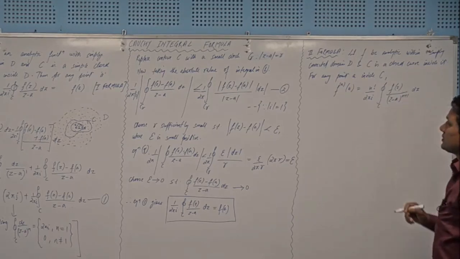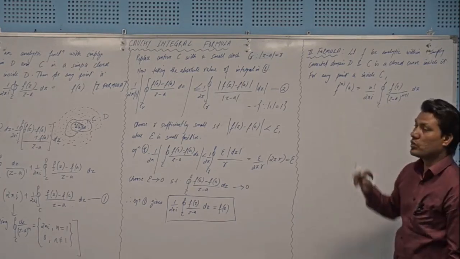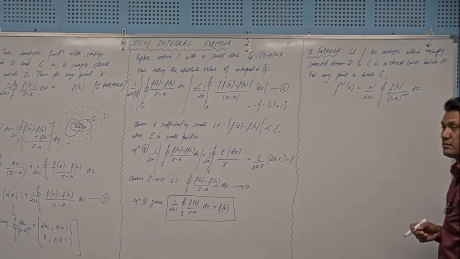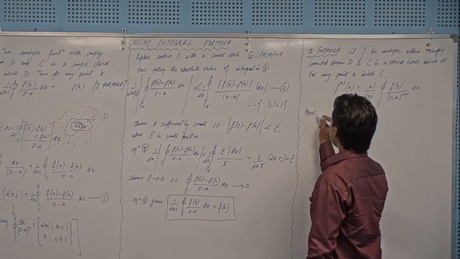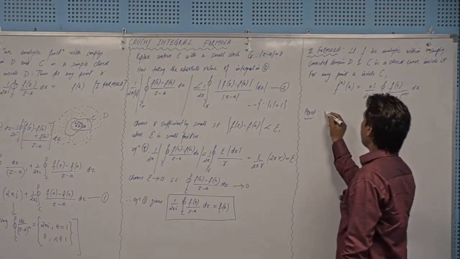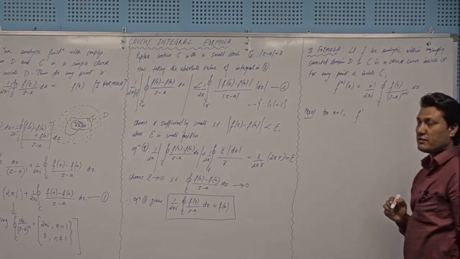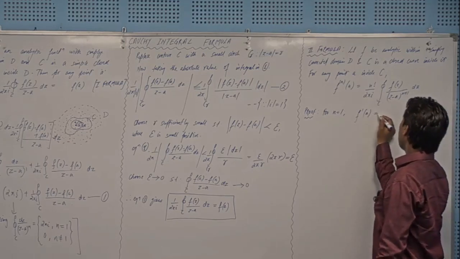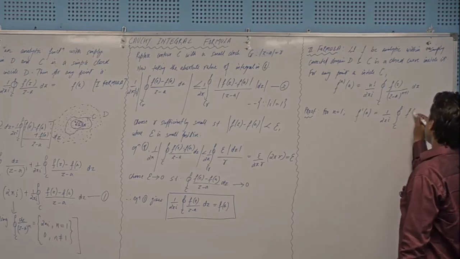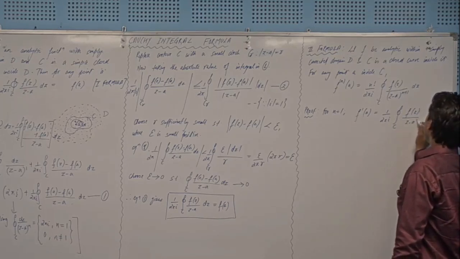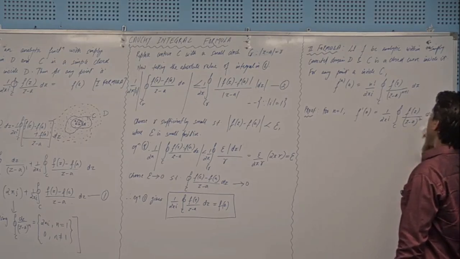So we'll prove this formula using the induction principle. We shall prove it for n equal to 1 first, and then we'll apply mathematical induction. So, proof for n equal to 1: you can see that this will become f dash, meaning the first derivative at a, equal to 1 over 2 pi eta times the integral over C of f(z) over (z minus a) squared dz.